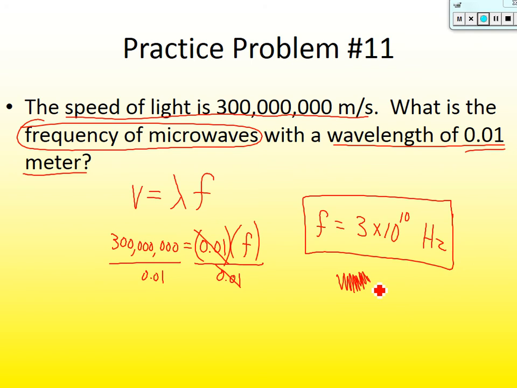But did you know that microwaves are just light? It's just light, but we can't see them. Wait, you cook stuff with light? Yes. Electromagnetic radiation. We'll get to that.